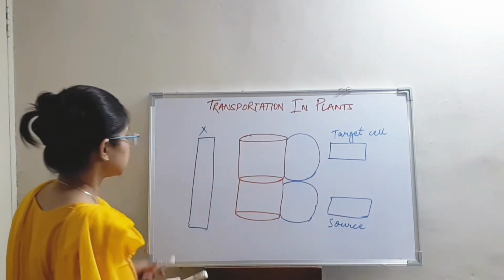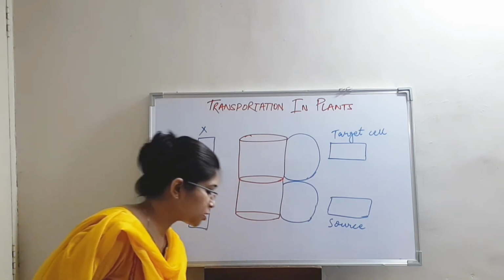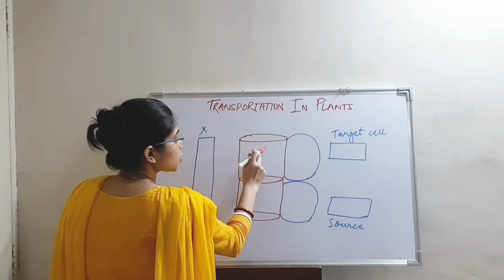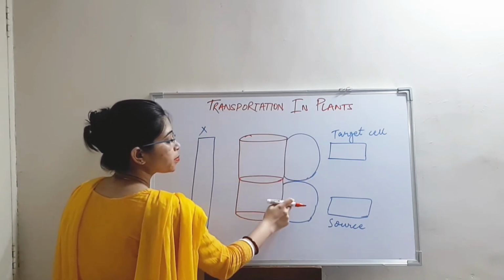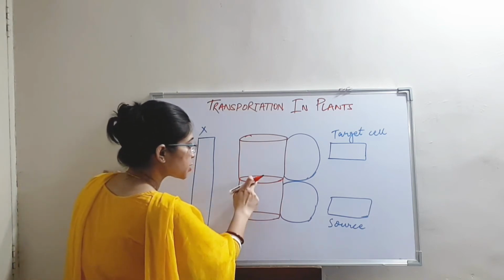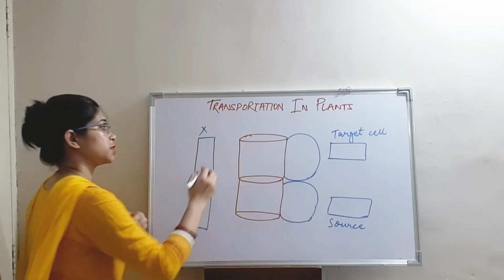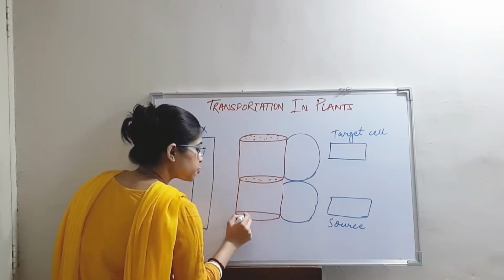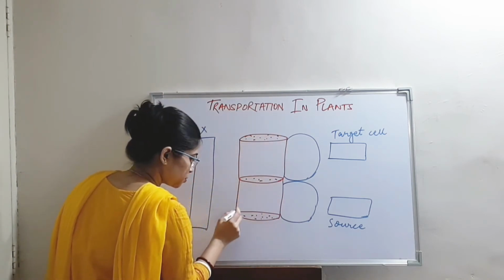Now you know, this is xylem which is present adjacent to phloem. This part is of phloem. These are sieve tubes and these are companion cells which are adjacent to the sieve tubes. At the end of sieve tubes, perforations are present. These perforations help in continuous flow of particles.